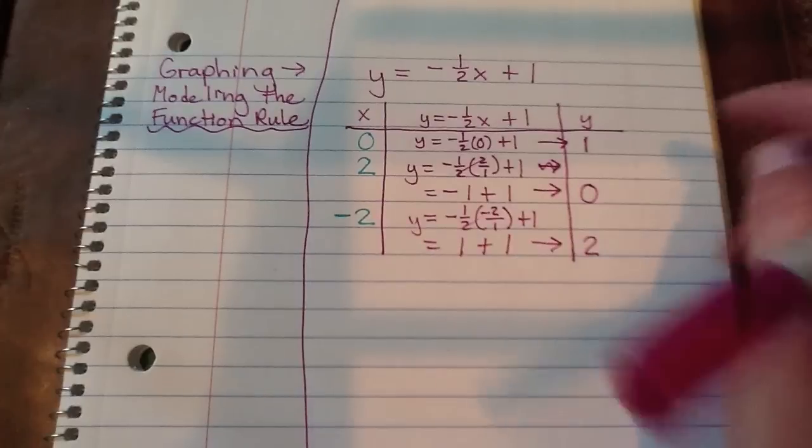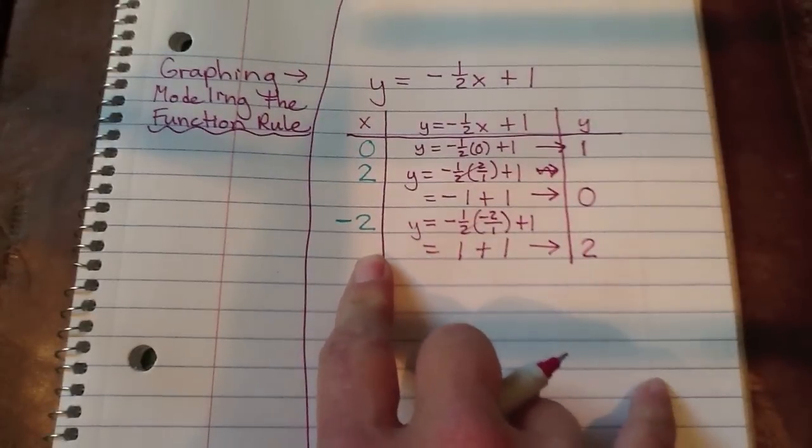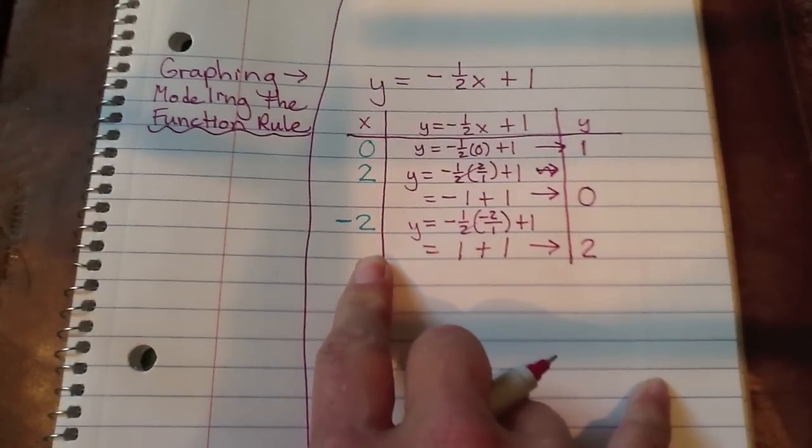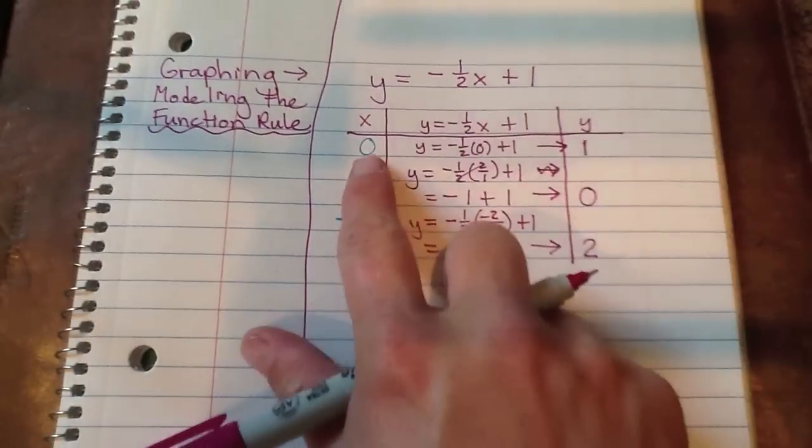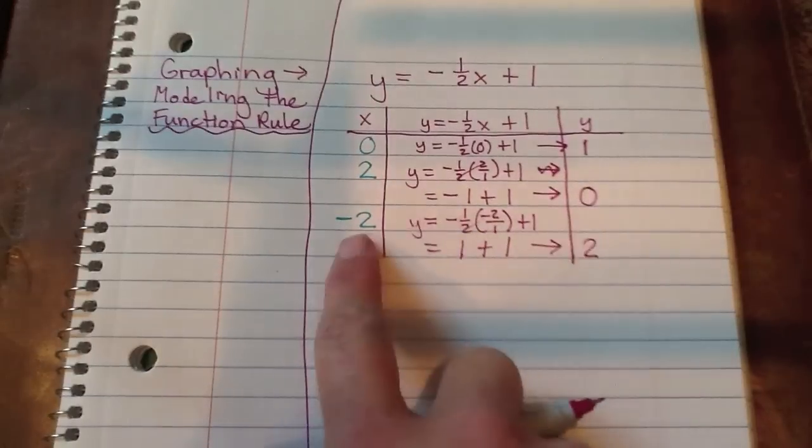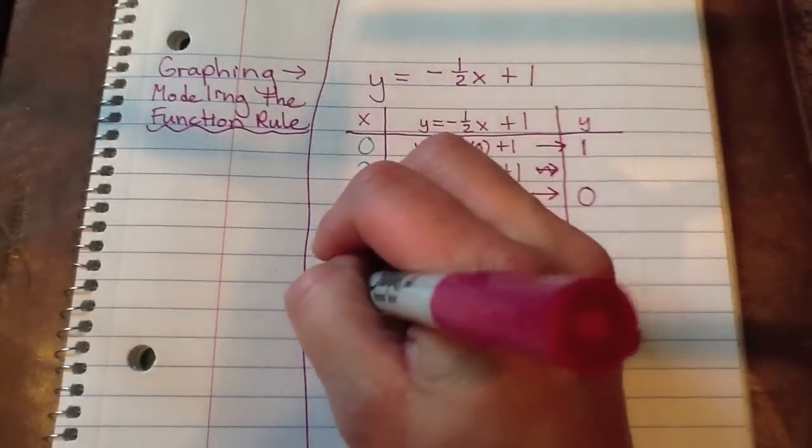Now you have your 3 points, and typically you want to go with 5 points, but for this example I'm just going to stop at 3, and we can practice more later. So your 3 points are (0, 1), (2, 0), (-2, 2).